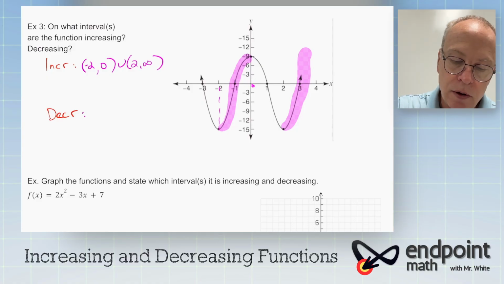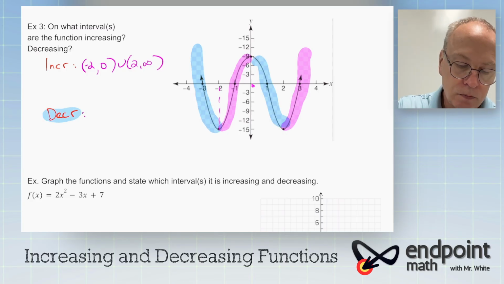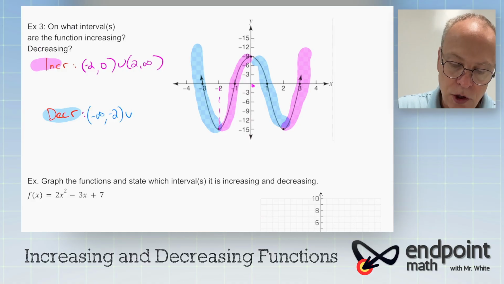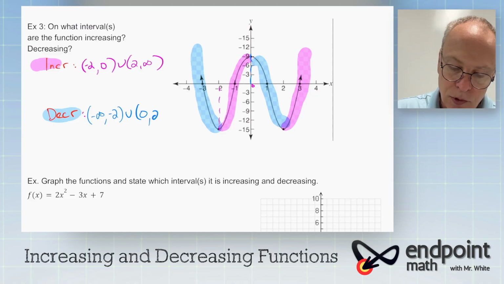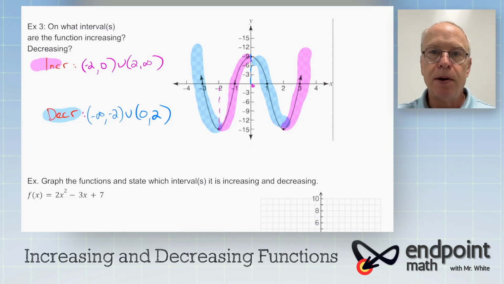We'll do that one, highlight that in blue. From here to here, that's decreasing. So when did that happen? That is negative infinity all the way up to x equals negative 2. Union, and then from 0, remember this is x equals 0 right here, all the way to x equals 2. It is decreasing. All right, very good. That's pretty easy, right?